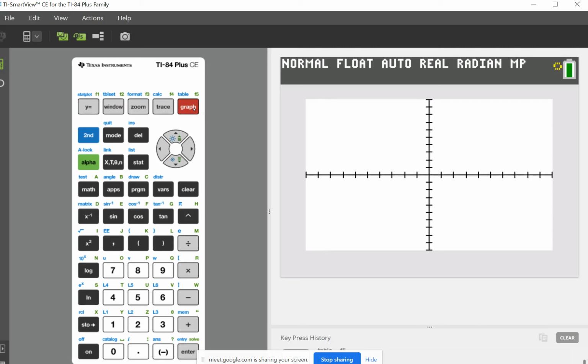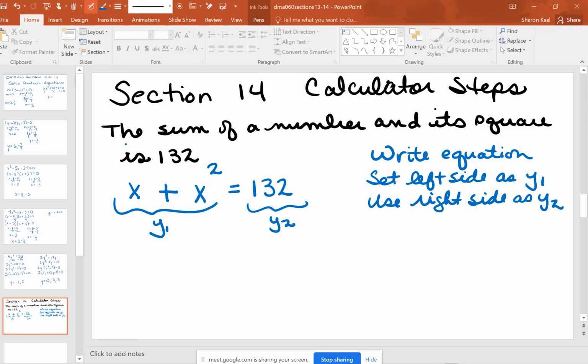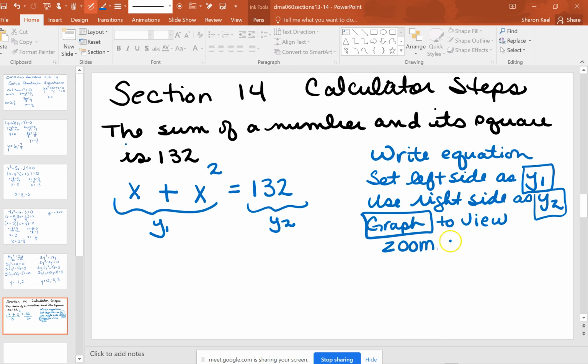Then we're going to press graph to view it. I'm going to need to show you some zooming that we're going to have to do. We're always going to start with zoom and number 6. So I'm going to let that be loading, okay? Once we write the equation and we set the left side as the y1 and we do the right side as a y2, we're going to press graph to view it. After we press graph to view, these are the zooms that we're going to use.